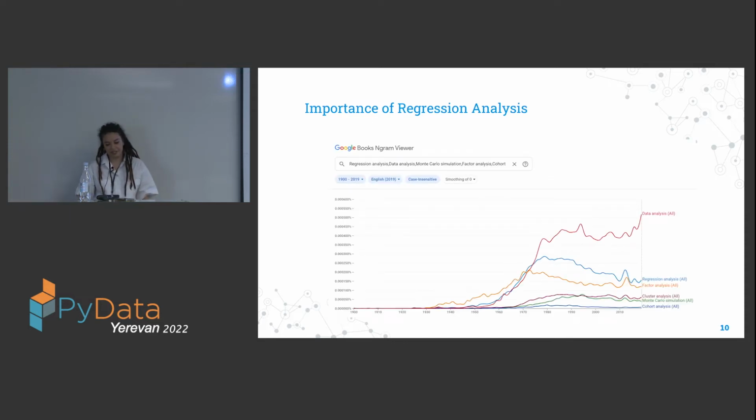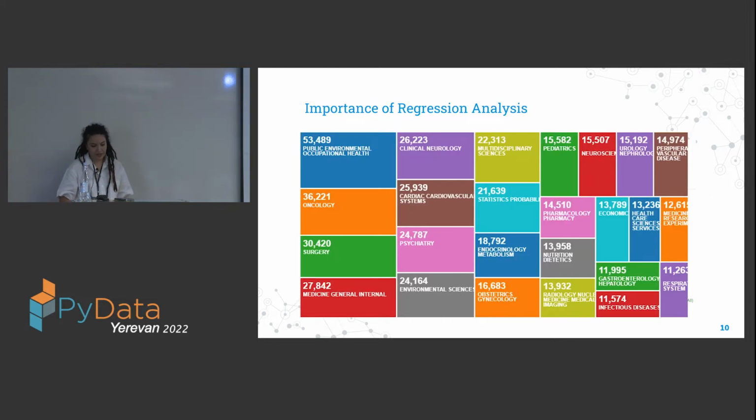We can see that the trend developing in parallel with the development of data analysis is regression analysis, which is very widely used across every discipline of science, from medicine to economics. These are the number of papers in a number of journals that use regression analysis, so we can see it's quite popular.